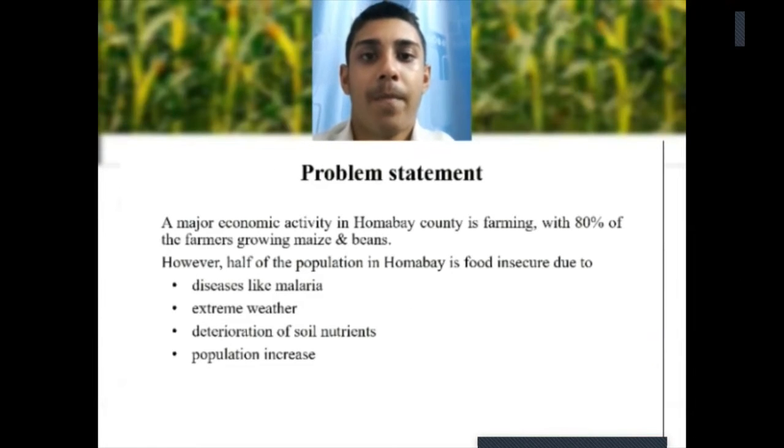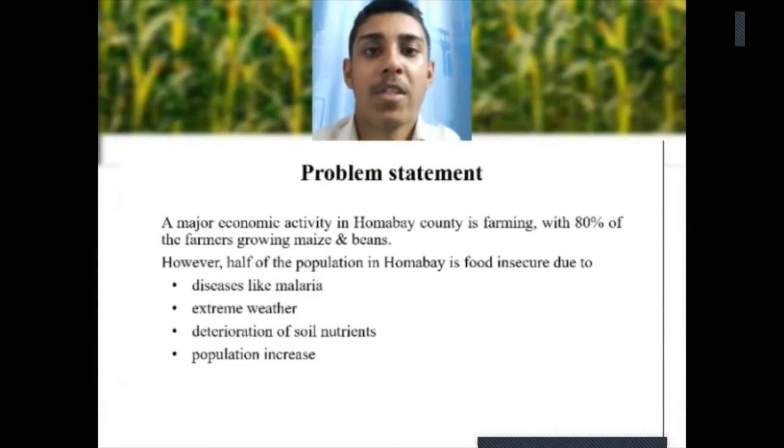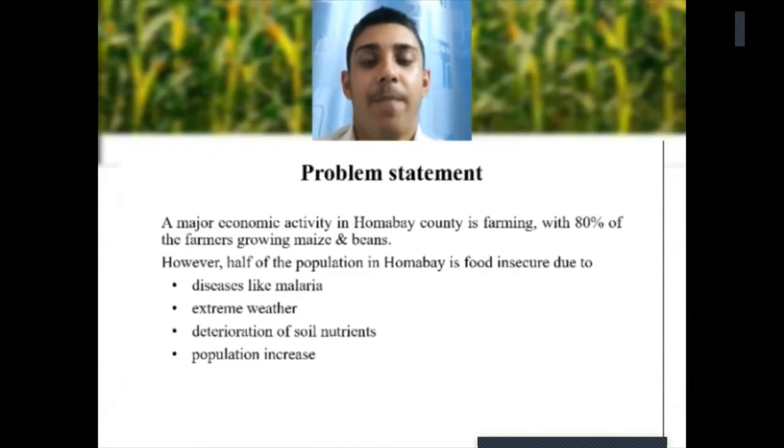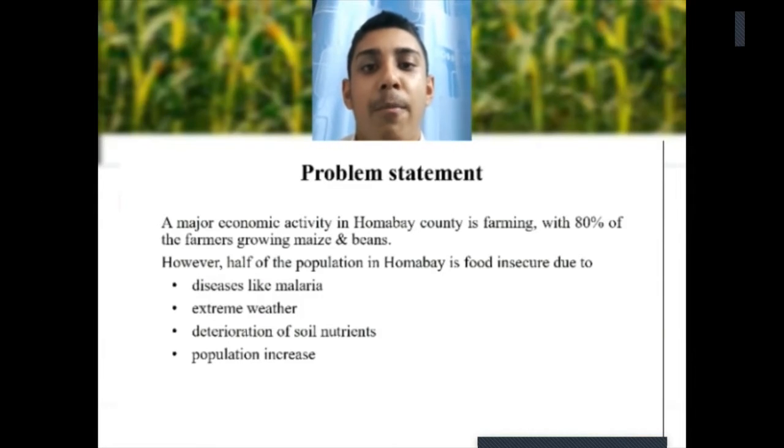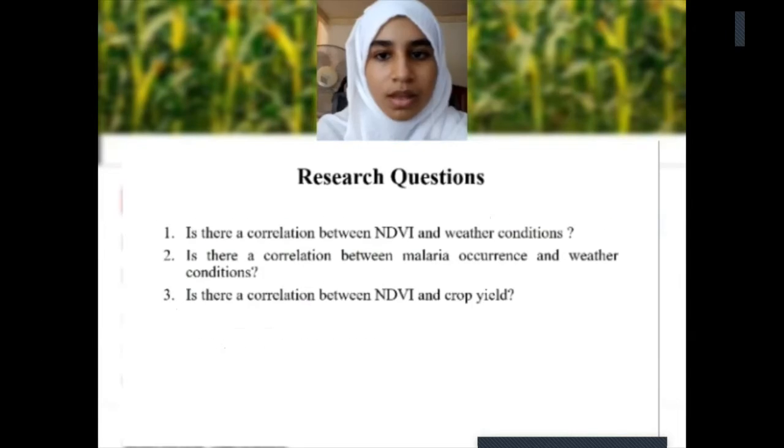Problems in Homa Bay. Unfortunately, Homa Bay suffers from two main issues: food shortage and diseases. Although the main activity in Homa Bay is farming, there is a major food shortage problem. And malaria is also a rampant issue in Homa Bay. These diseases cause less workforce and labor in farms. This adds to the problem of food shortage.